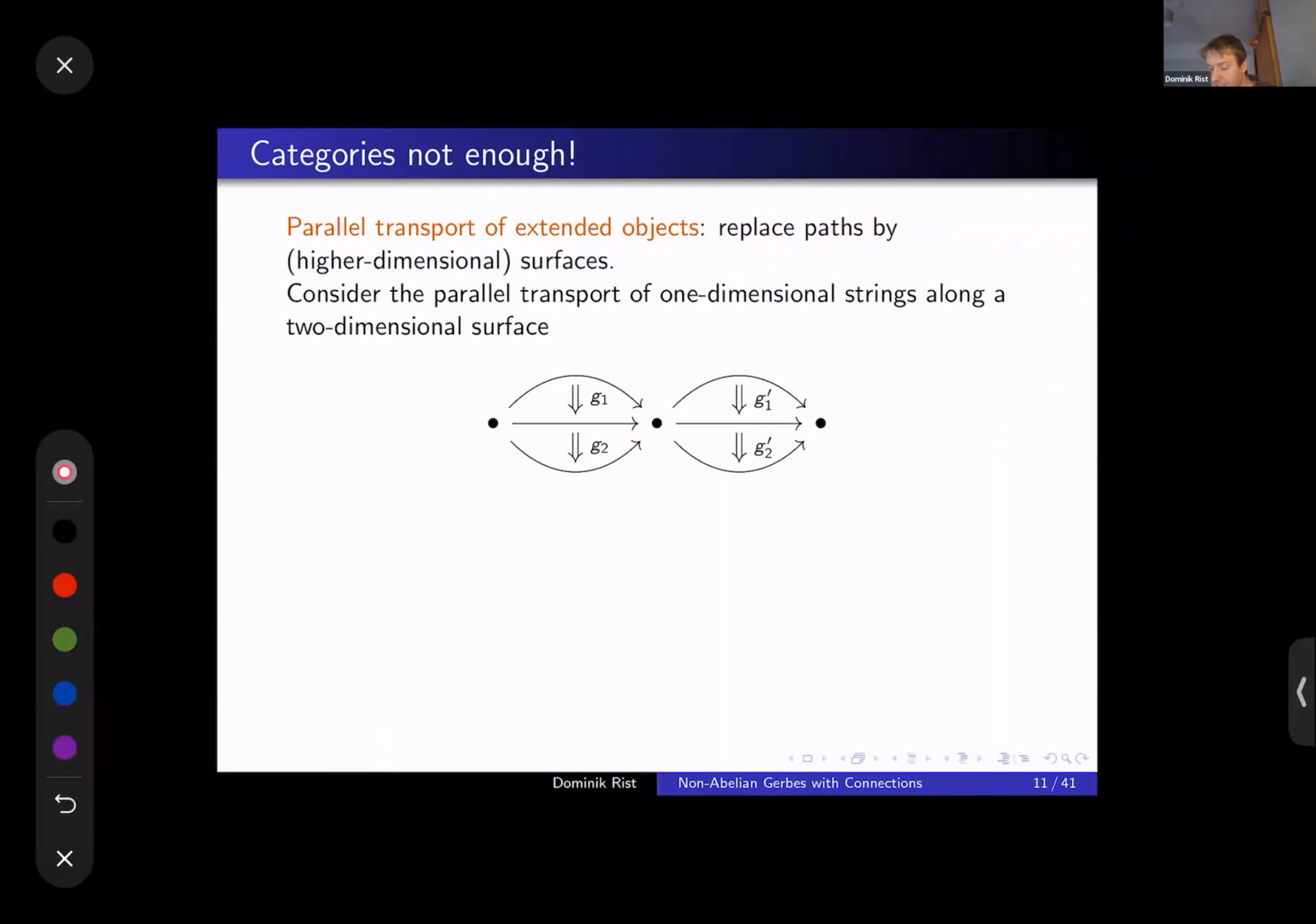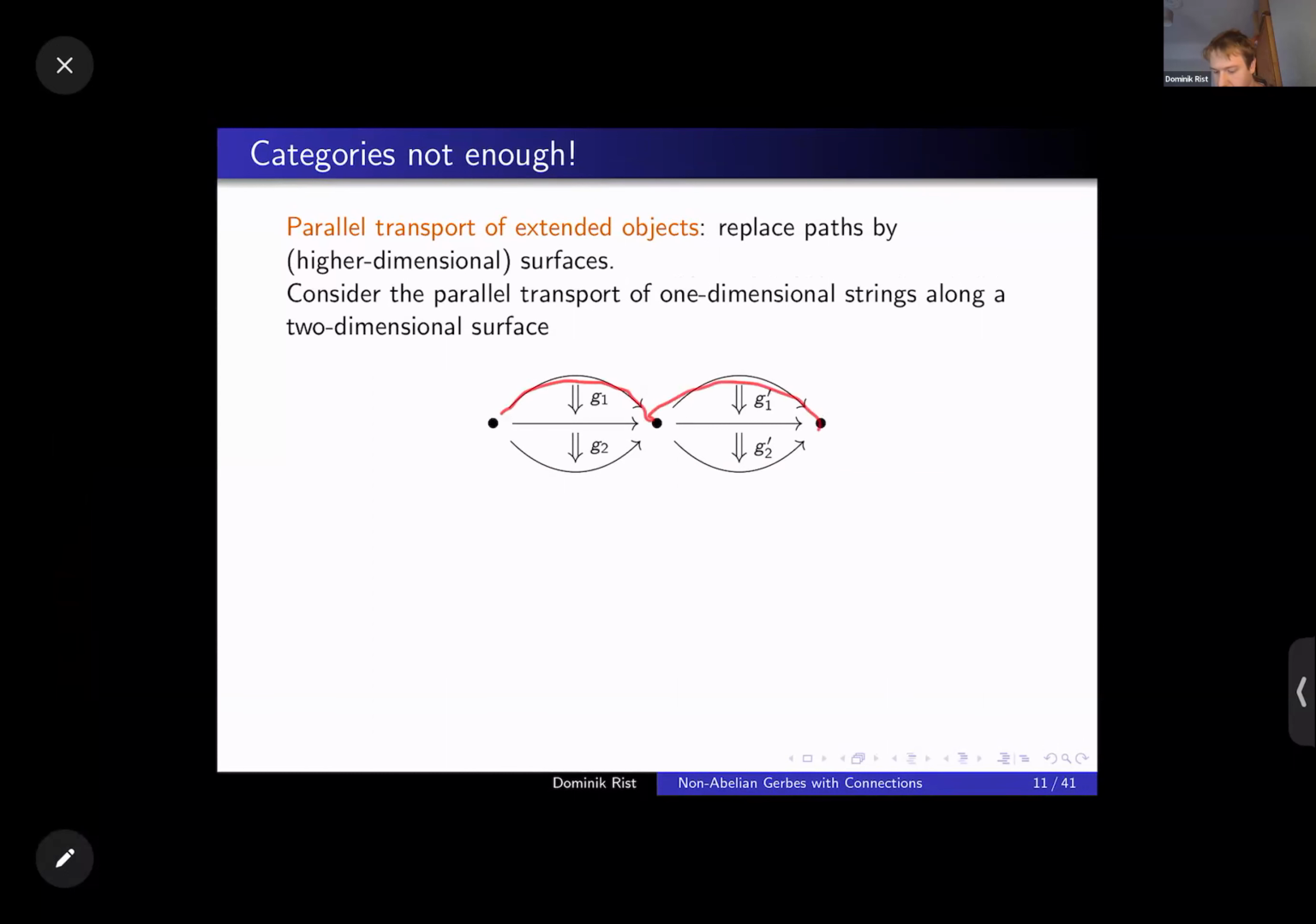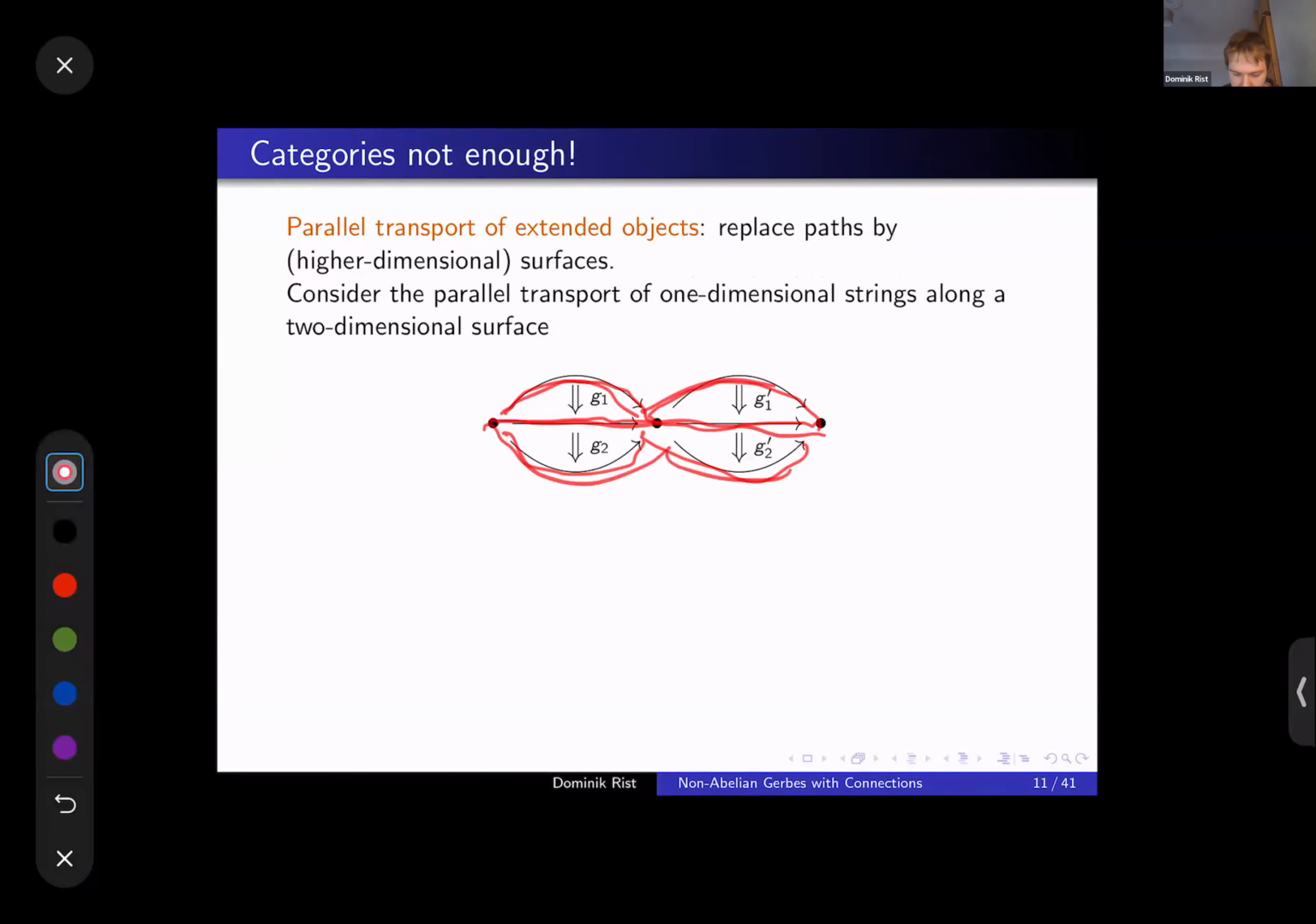Okay. Unfortunately, categories will not be enough for that. We'll have to talk about higher categories. But let's first try to motivate why it's not enough. When we try to do parallel transport of extended objects, that means we replace paths by potentially higher-dimensional surfaces. For example, we can consider the parallel transport of one-dimensional strings along a two-dimensional surface. I'll consider this particular configuration. This is my string in configuration number 1, this is my string in configuration number 2, and this is my string in configuration number 3. And I move this string first to this configuration and then to this configuration, right?